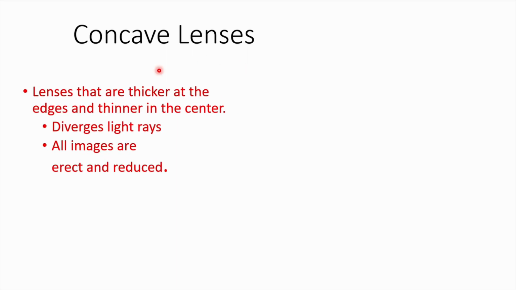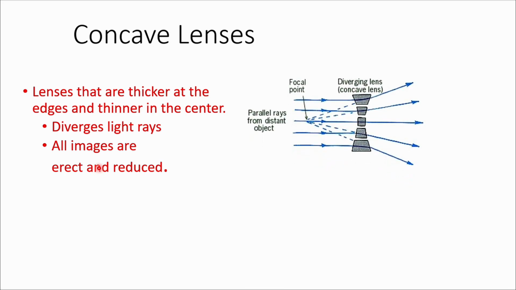So let us move to the next slide, concave lenses. These are lenses that are thicker at the edges and thinner in the center. So what is the function? It diverges light rays. All images are erect and reduced in size.